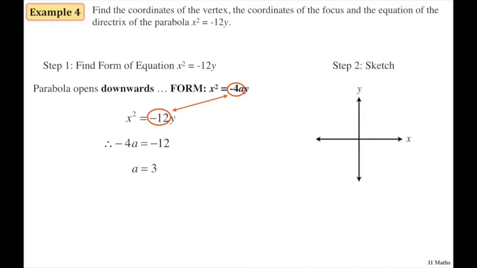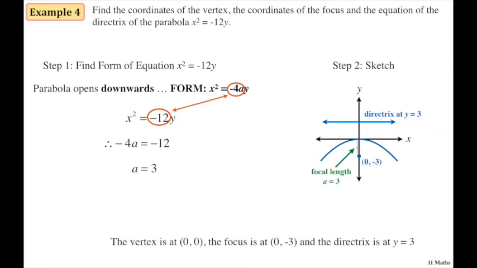We know it opens downwards. So because parabolas go through (0, 0), we've got a directrix 3 units above and a focus 3 units down because it opens downwards. There's a rough sketch. Where's our vertex? Our vertex is always at (0, 0). Where's our focus? Our focus, we can see from the diagram, is at (0, -3). And the directrix is 3 units above that at y equals 3.